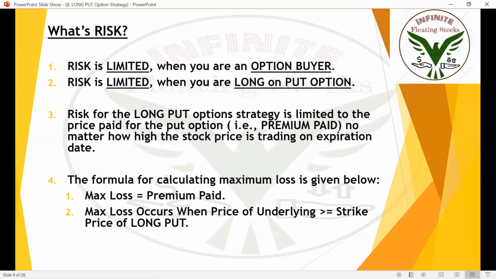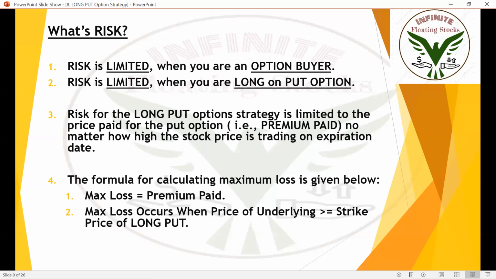I repeat, if your view goes wrong, if the market goes up instead of going down, you'll be losing only the premium you paid before entering the long put option strategy. That's it. If you don't understand this formula, ignore it. Anyway, you're going to understand this when we get to payoff diagrams. So the formula for calculating maximum loss is given below. Maximum loss is premium paid. That's what I have explained.